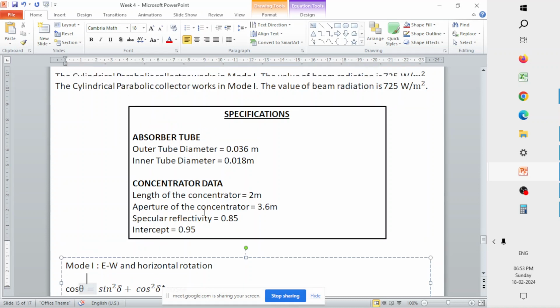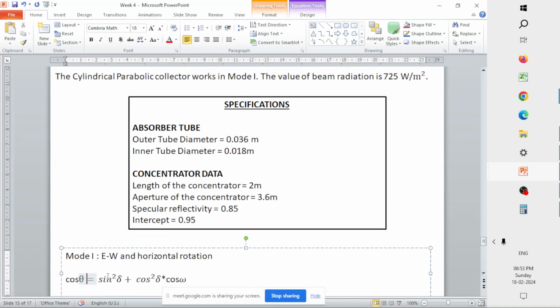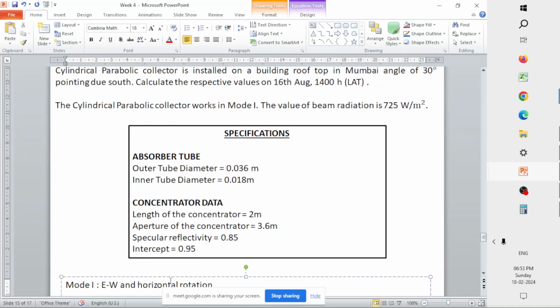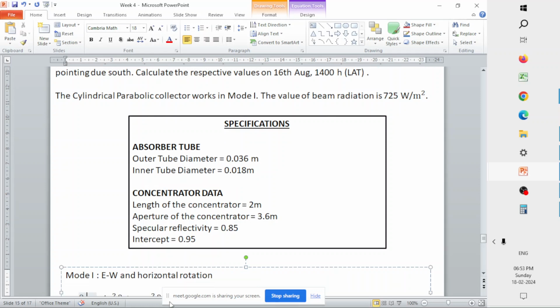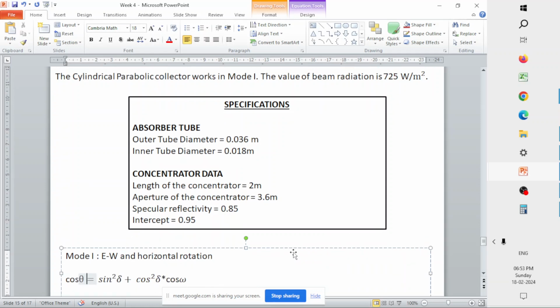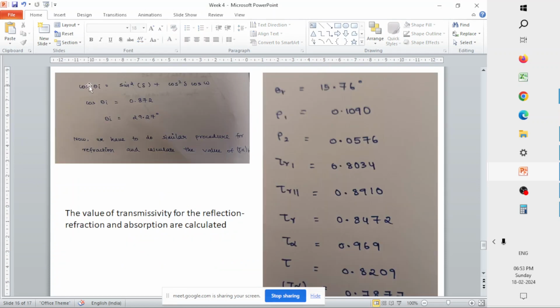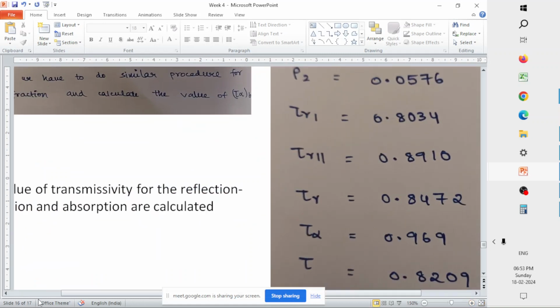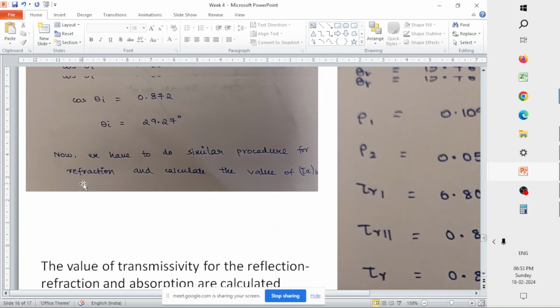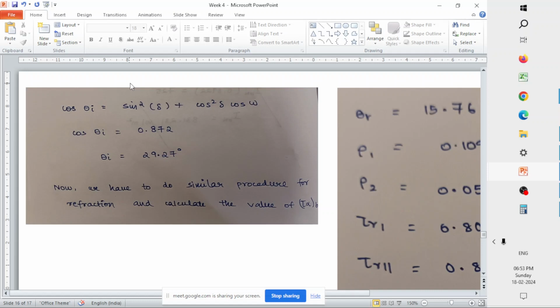Here we know both. Since we have considered August 16, your delta value will be 13.45, and omega is your hour angle. Here we have taken 14 hours, so 14 hours will be minus 30 degrees. So this is how you calculate the value of cos theta i. Let me zoom in. cos theta i is sin square delta plus cos square delta times cos omega. So if you substitute, it will be 0.872.